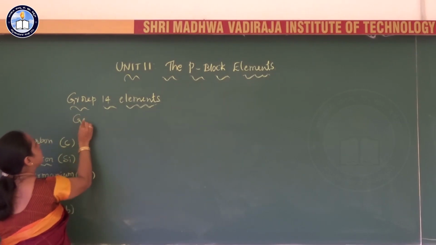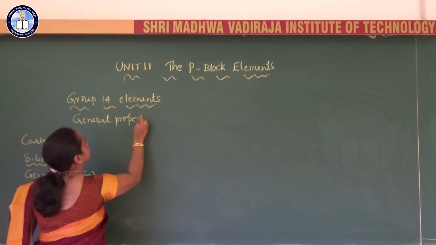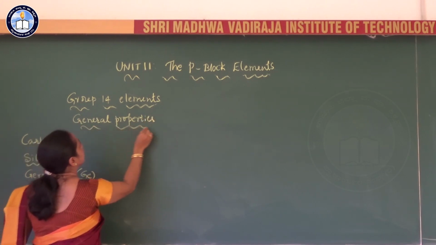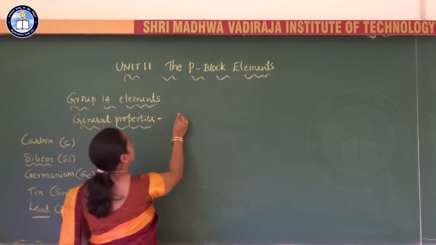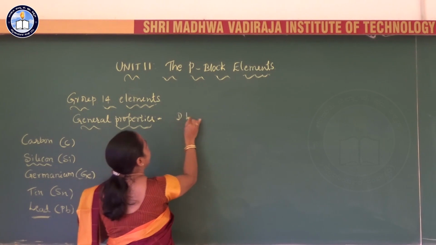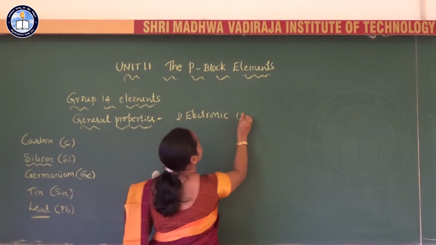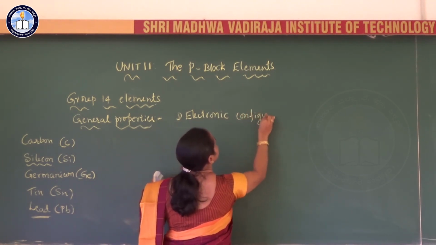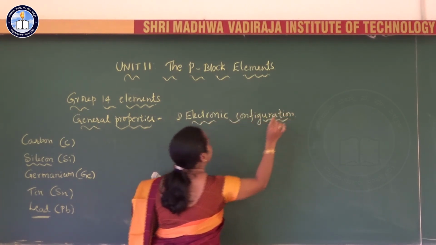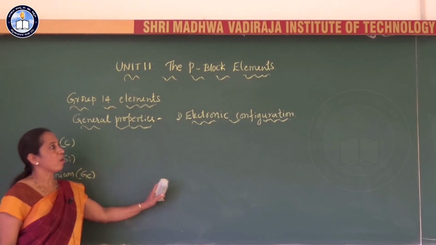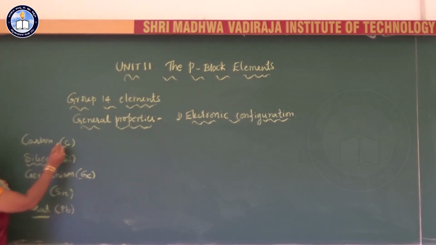General properties of 14th group elements. Under general properties, the first property we have to study is electronic configuration. Let us consider the first element, carbon.